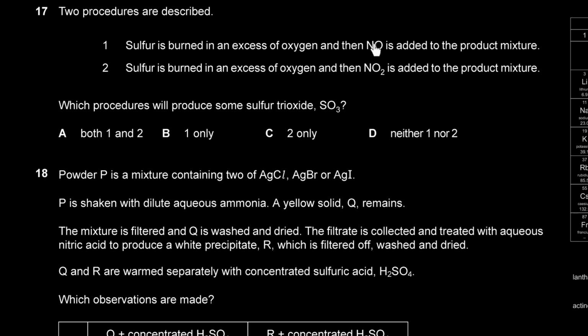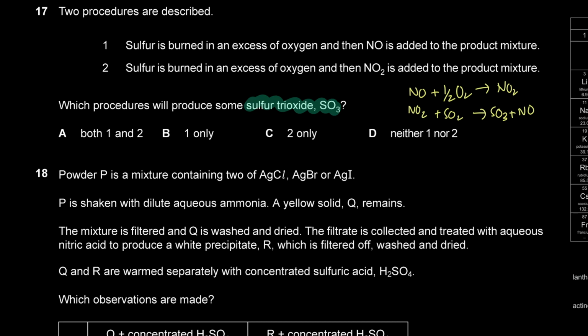Now we know that both oxides of nitrogen can catalyze the formation of sulfur trioxide from sulfur dioxide. If nitrogen monoxide was a catalyst, it would first make nitrogen dioxide, and then the nitrogen dioxide can react with the sulfur dioxide to make sulfur trioxide, and we regenerate the nitrogen monoxide catalyst.